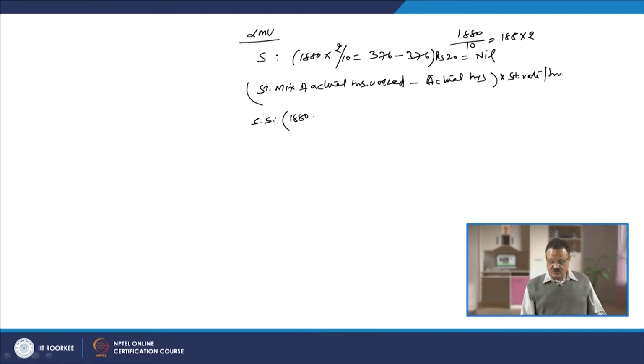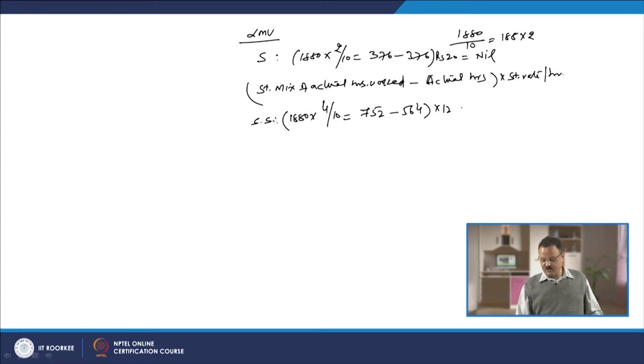So, 1880 into 4 by 10, this will come up as how much? 752, right? And how much is the actual? Actual workers were 3, means the semi skilled actual workers we have put on the job are 3, and 1 man hour per worker has put in 188 hours. So, 188 into 3 works out as 564, and if you multiply this by how much?